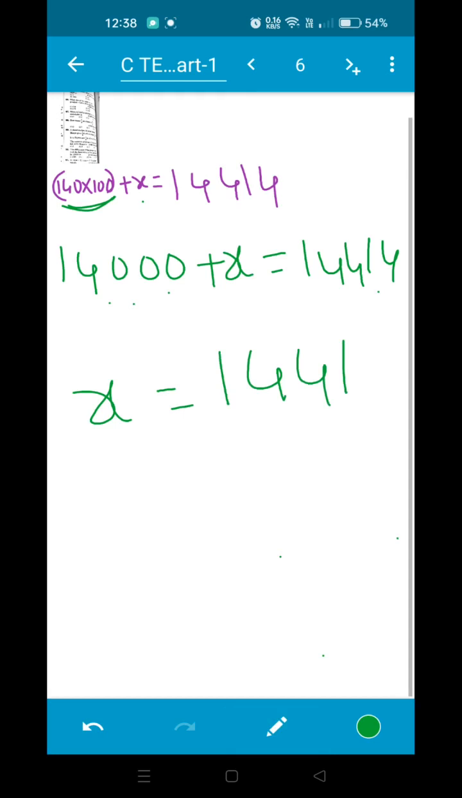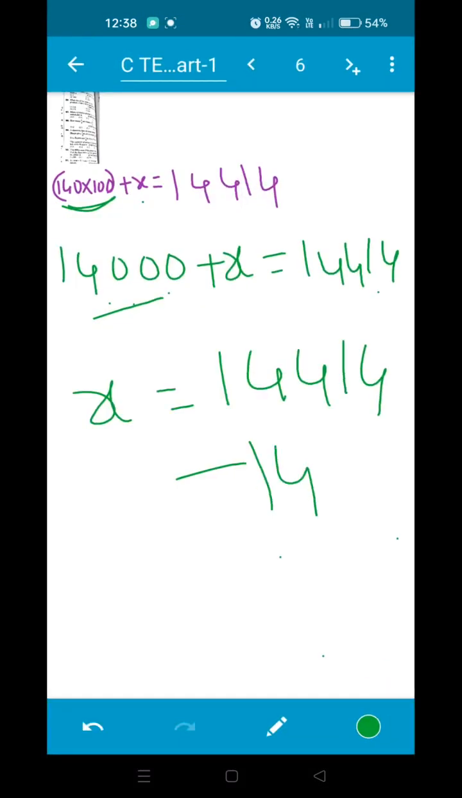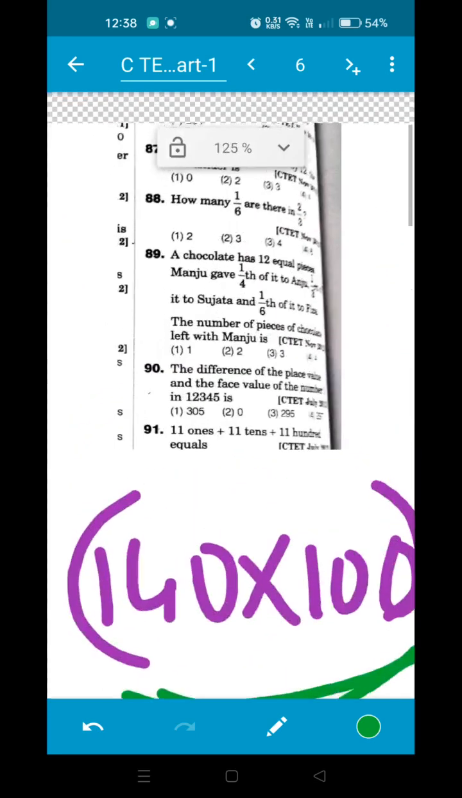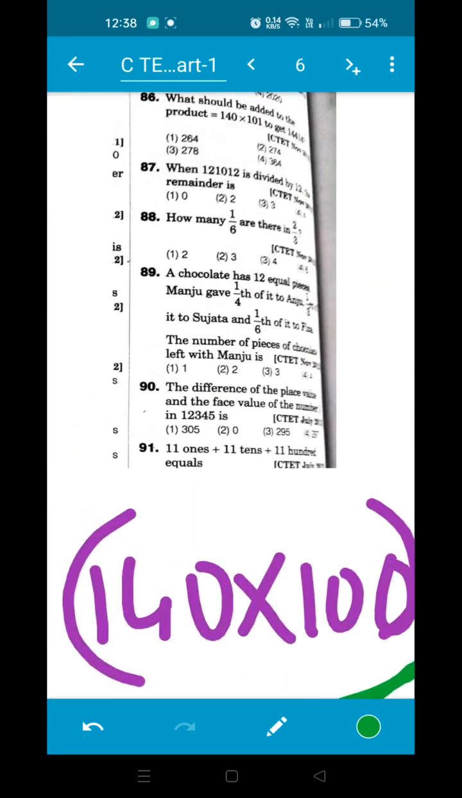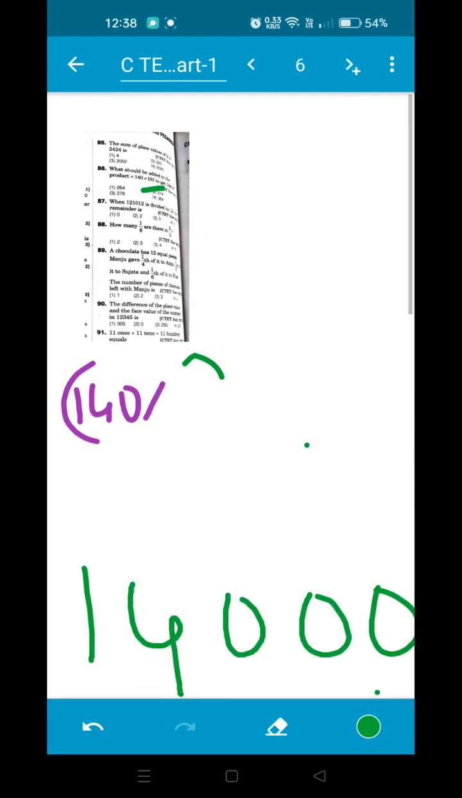So 14414 minus this one, 14300. So the answer is 414. This is the answer. Finally, what should be added to the product? 101 or 100? What is the question? So here I multiplied by 100, but here the question is 101, right? So we need to multiply with 101.